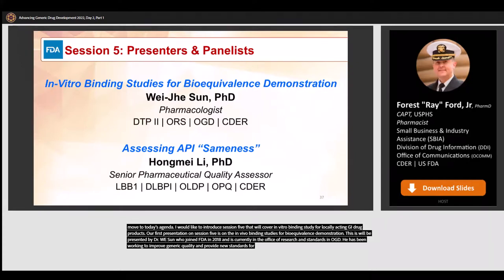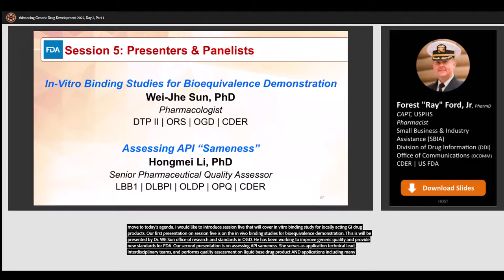Our second presentation is on assessing API sameness. Our presenter, Dr. Hangmei Li, is currently a Senior Pharmaceutical Quality Assessor in Cedar OPQ, Office of Lifecycle Drug Products. She serves as Application Technical Lead, leads interdisciplinary assessment teams, and performs quality assessment on liquid-based drug product ANDA applications, including many first generic or complex drug products. She joined FDA in 2015.